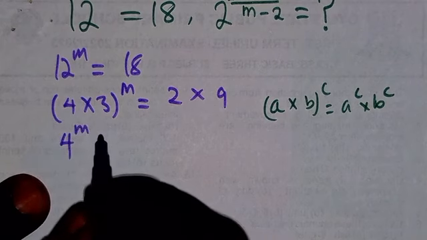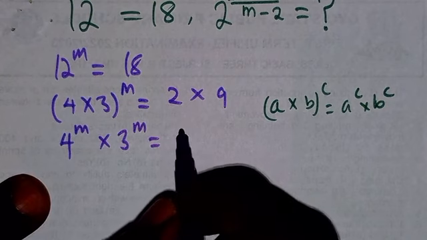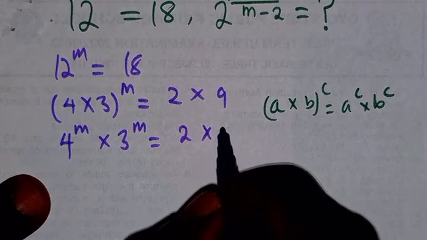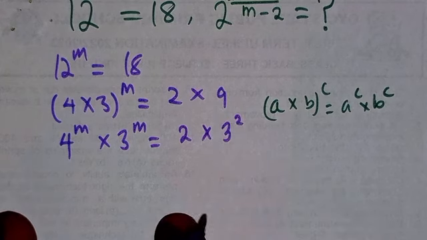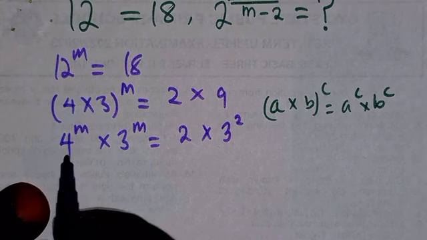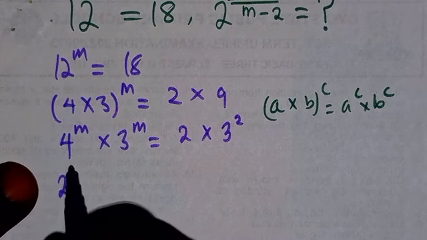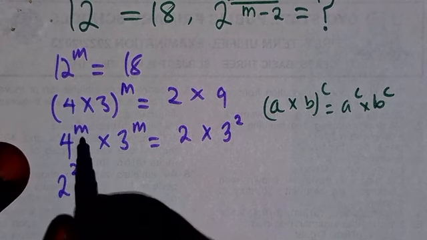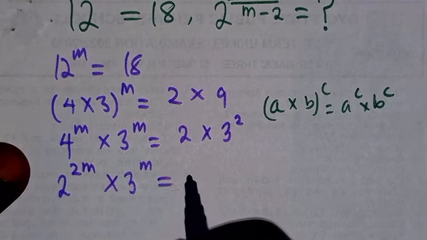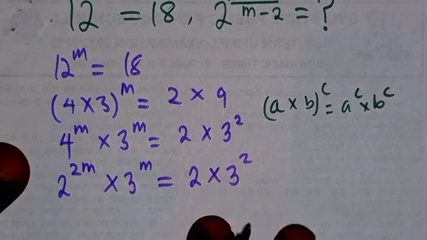4 to the power m multiplied by 3 to the power m equals 2 times this 9, which can be written as 3 to the power 2. So when you look at this now, we can write this equation as 4 to the power m, which can also be 2 to the power 2, then we have m here, that is 2 to the power 2m, multiplied by 3 to the power m equals 2 multiplied by 3 to the power 2.